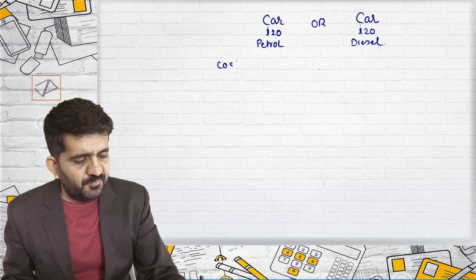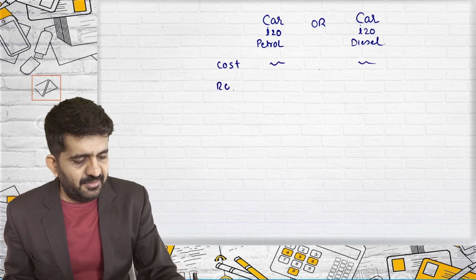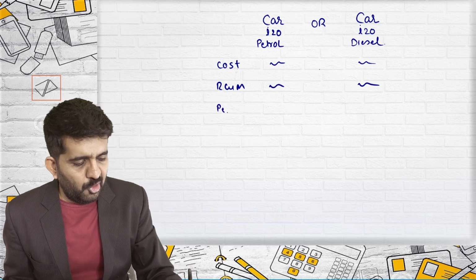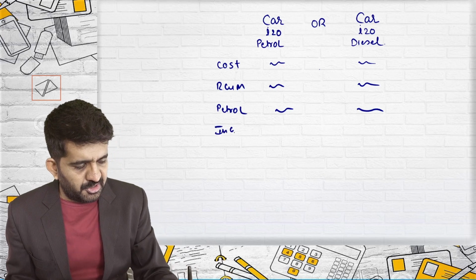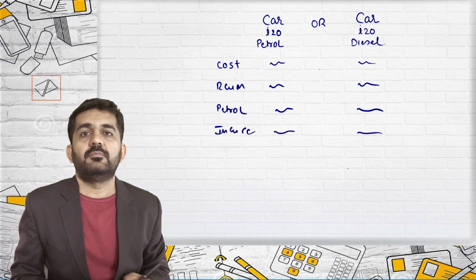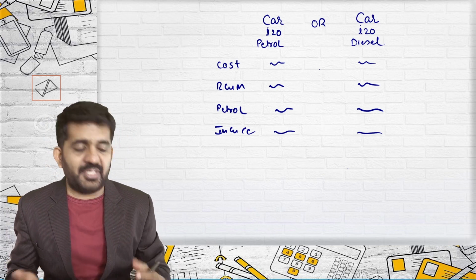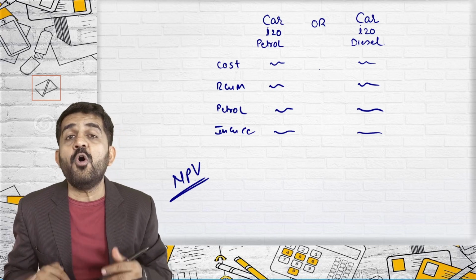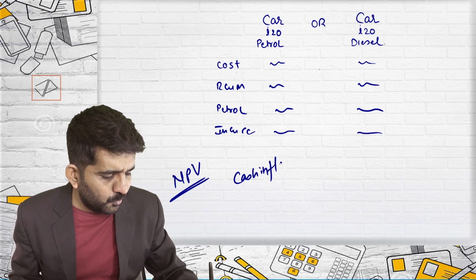There is a cost of the car given. Repairs and maintenance is given. Petrol cost is given. Insurance and other cost is given. The problem is I cannot take the decision with NPV. For NPV, I need cash inflows.